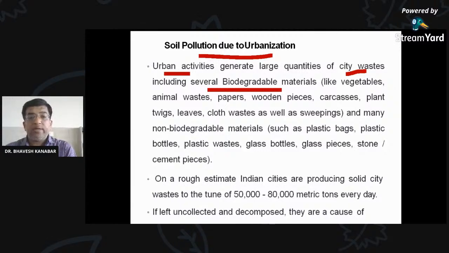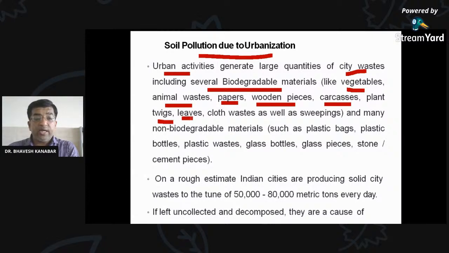Which type of color-coded dustbins do you keep for disposal of biodegradable and non-biodegradable waste? Reply in the chat box. Meanwhile, we are moving further. Just reply the color-coded bin. Biodegradable material includes vegetables, animal waste, paper, wooden pieces, carcasses, plant twigs, leaves, cloth waste, as well as sweeping.